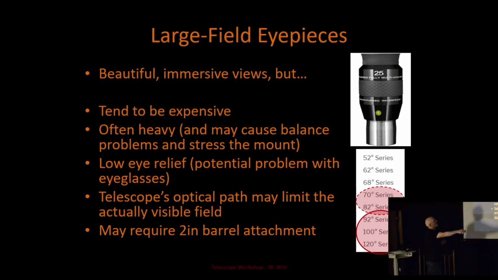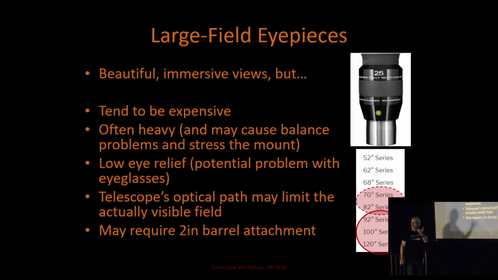Just one more word on these hand grenade-sized, really heavy eyepieces. They tend to be super expensive, like we saw, $630 in one case. Super heavy, may cause your mount to tip over. Eye relief may be low, right? So if you need glasses, don't buy these too quickly. Depending on your telescope, your telescope might actually be the limiter, right? You might not get the expected field if some other part of your scope is limiting it.